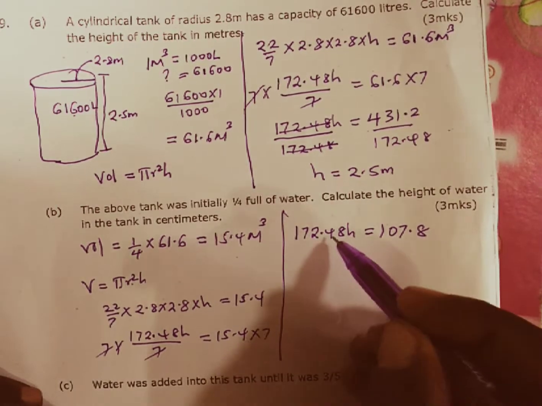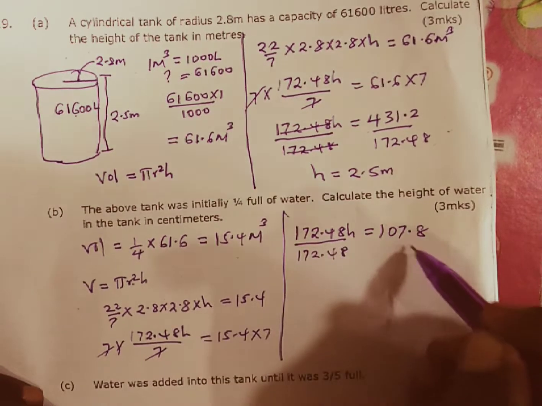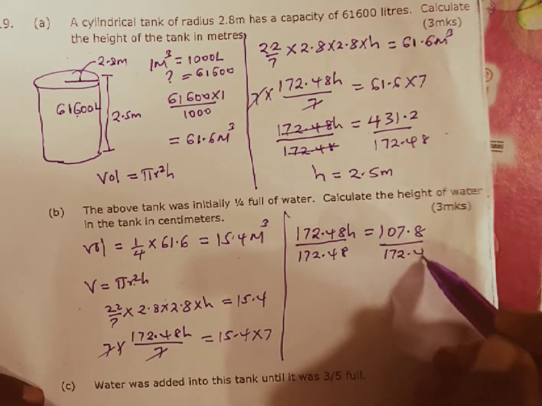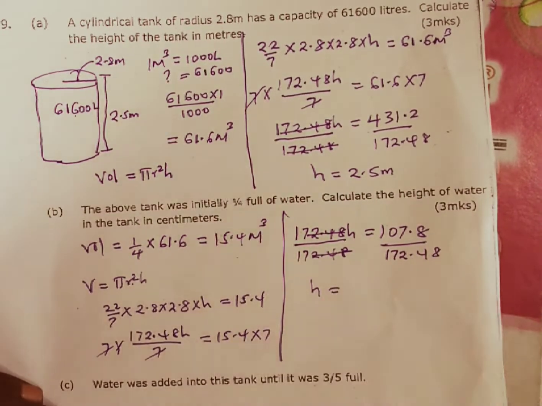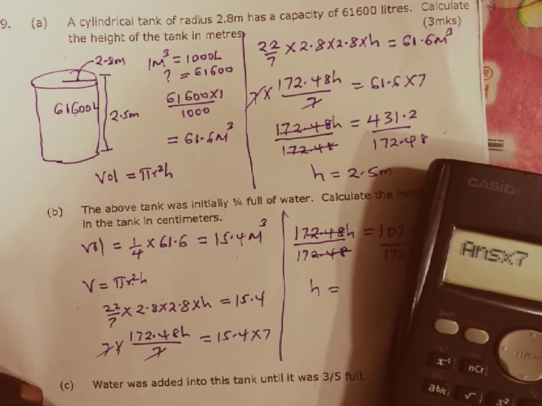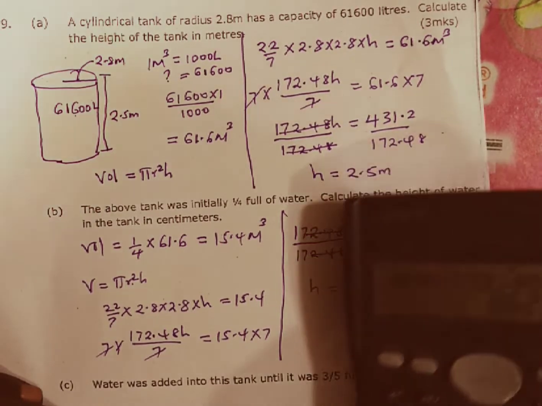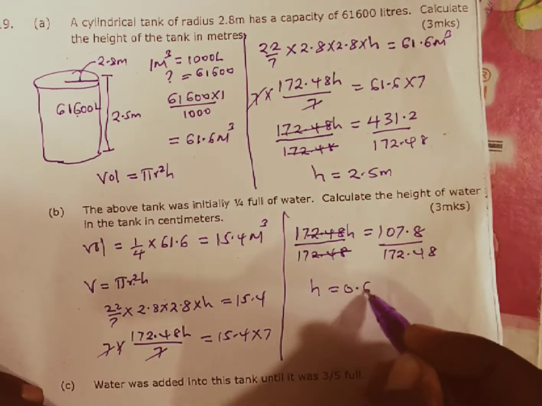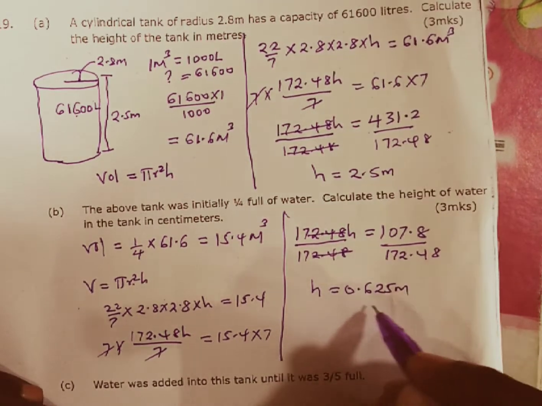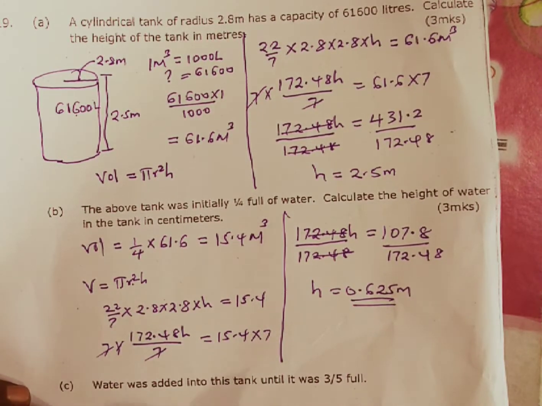So if you want to get the new height, we divide by 172.48 on both sides. This one and this one go, and our height is going to be equal to 107.8 divided by 172.48, which gives us 0.625 meters, and that is the height of the water in the tank when it is a quarter full.